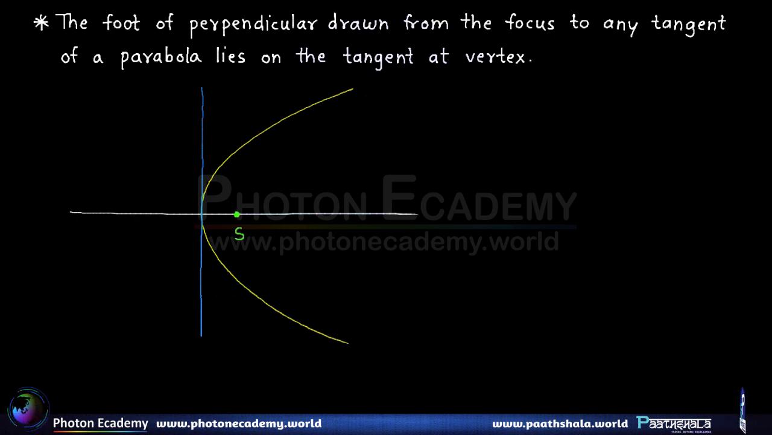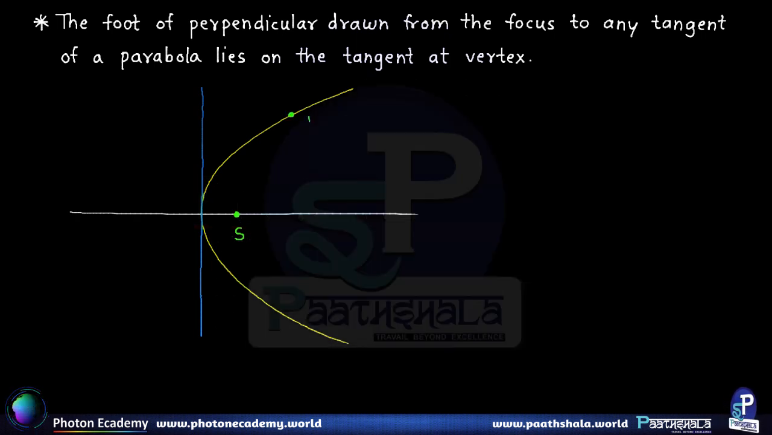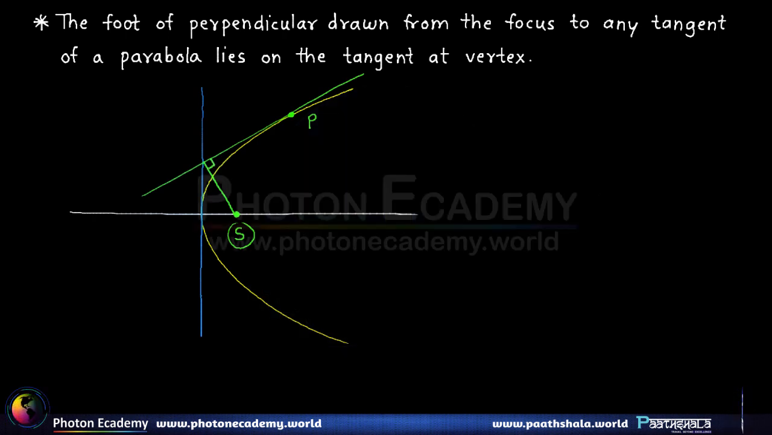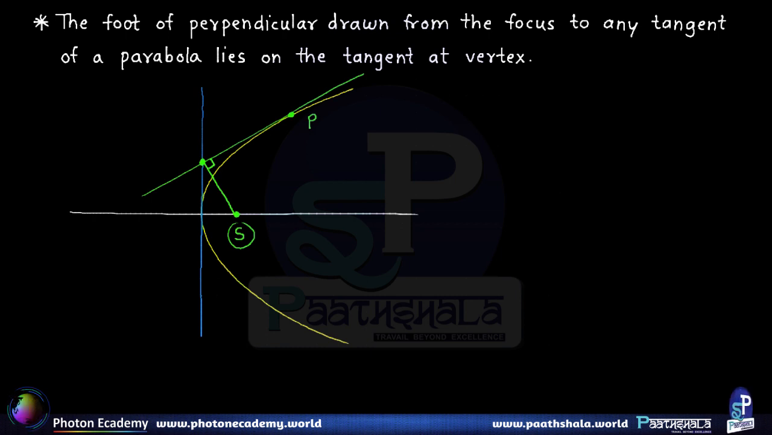Now what this property is saying is, suppose we consider some general point, say P, on the parabola, and if we draw a tangent to the parabola at that point, and to this tangent we drop the perpendicular from the focus, then that foot of perpendicular will lie at the same point where the tangent at the vertex is cut by this tangent. So the foot of perpendicular drawn from the focus to any tangent of a parabola lies on the tangent at vertex.